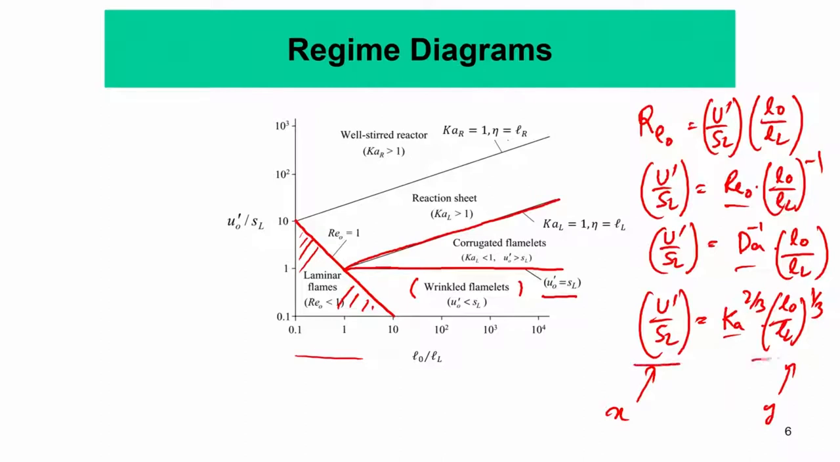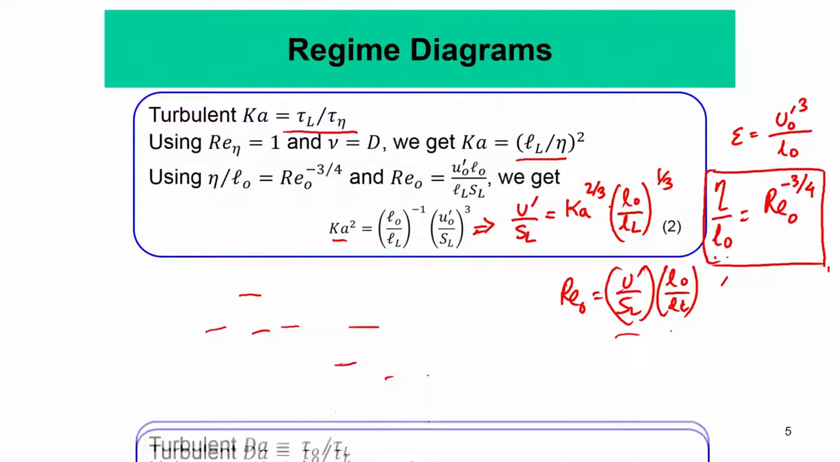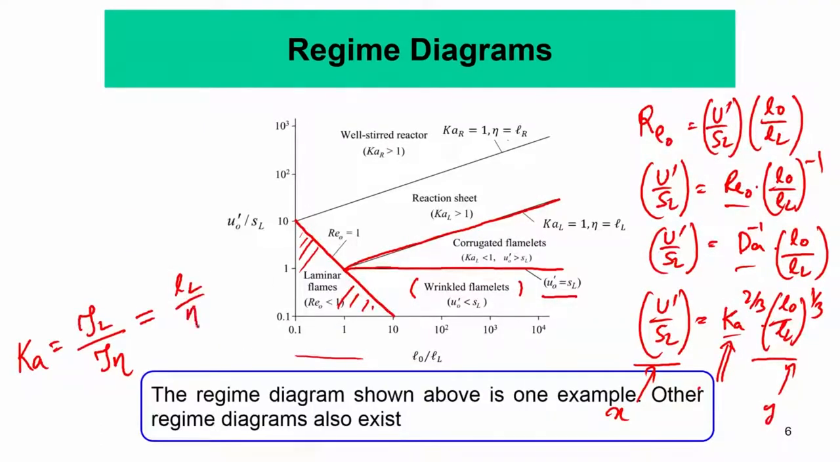If you put Karlovitz number equal to 1, if you remember, the Karlovitz number was essentially the ratio of the flame time scale to the Kolmogorov time scale. So, if the flame time scale is equal to the Kolmogorov time scale, then that becomes Karlovitz number equal to 1. This also boils down to the flame thickness by the Kolmogorov length scale, LL by eta, whole square, being defined as a Karlovitz number. So, when Karlovitz number is equal to 1, your flame time scale is equal to your Kolmogorov time scale.